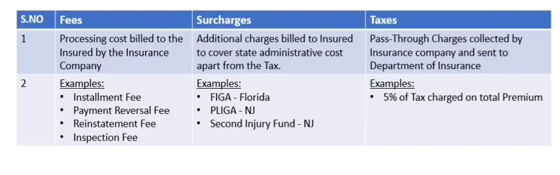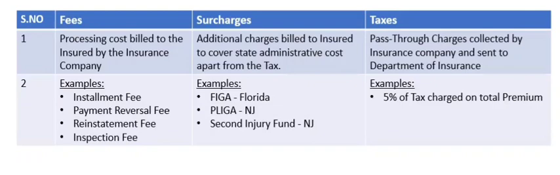Let's see some examples. Installment fee. Say your premium is $1,200 and you as a customer want that to be billed on a monthly basis. The insurance company can charge you an installment fee on every invoice because now they have to send an invoice 12 times a year. So those administrative costs will be gathered or collected from the customer.